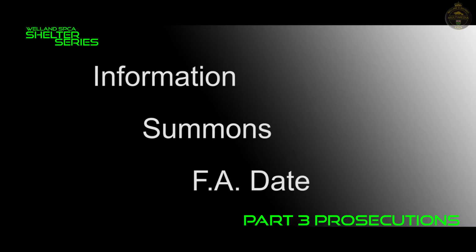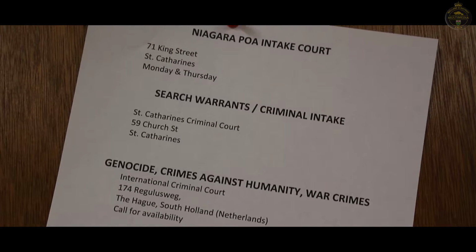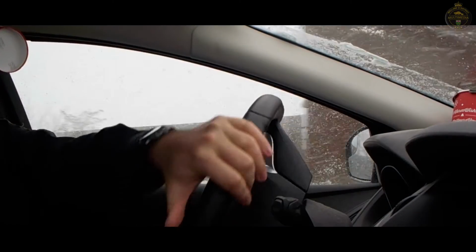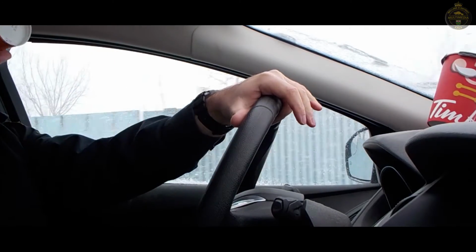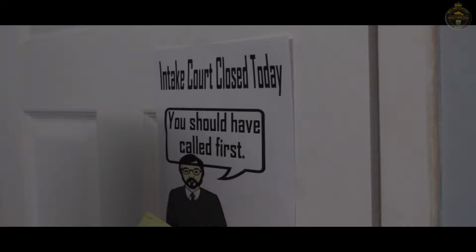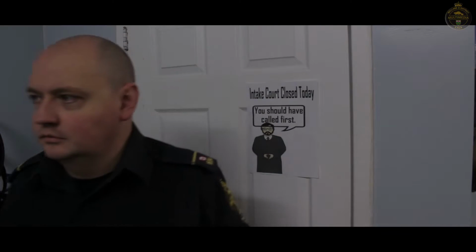So now that you've completed your information and summons and you have your first appearance date, it's time to go see the Justice of the Peace. Familiarize yourself with intake dates and times, as this will vary by jurisdiction. It's also prudent to be aware of court closures. Justices attend seminars from time to time, and you don't want to drive all the way to the court only to find that there's nobody there to receive your information.